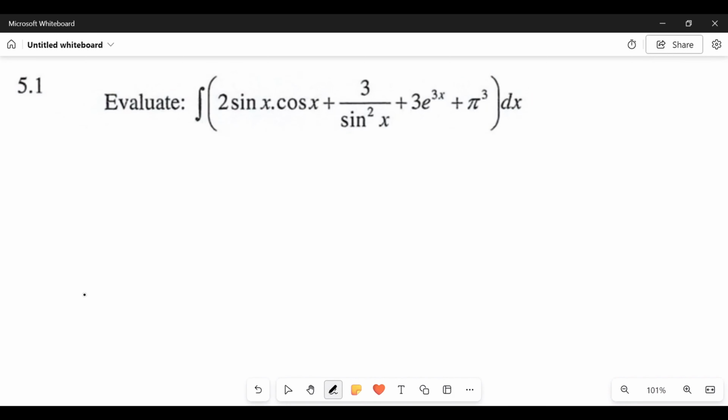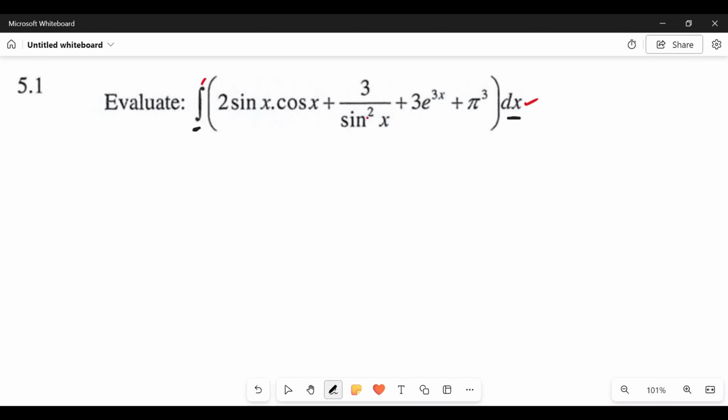All right, let's look at 5.1. Now 5.1, they want us to evaluate this polynomial that you see here. Now this polynomial, they want us to actually integrate it. As you can see, we have an integral sign there and also we have dx. This means that we are integrating with respect to x there. The integral sign means that we are integrating. Whenever you see these two, it means that we are integrating with respect to x.